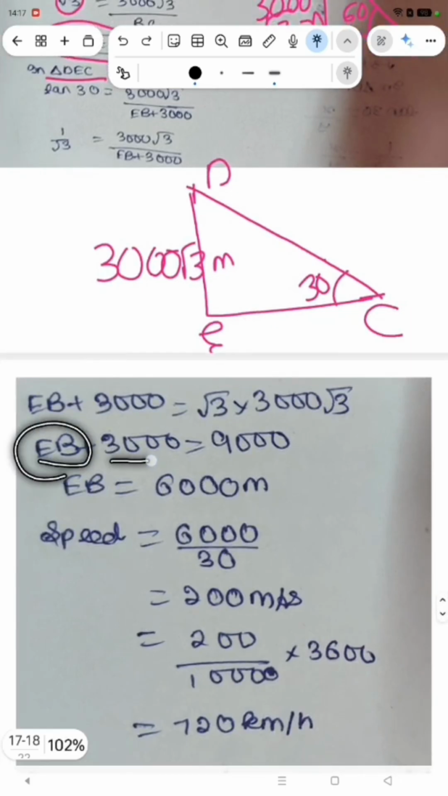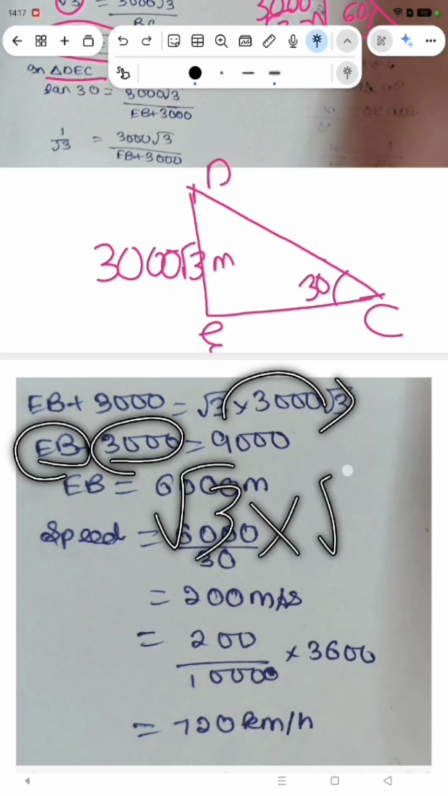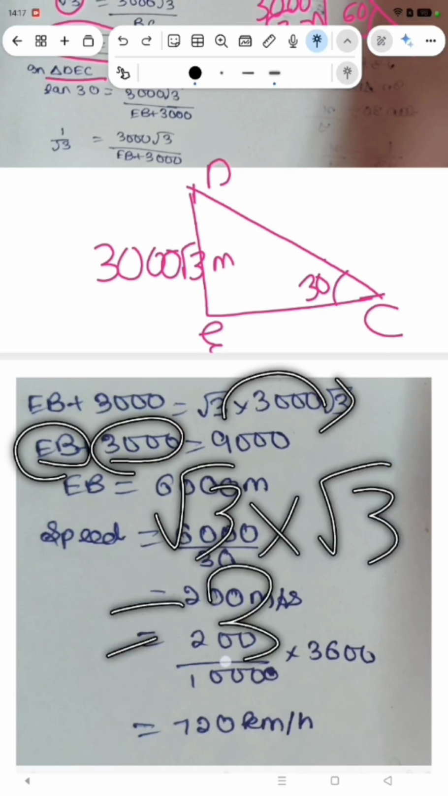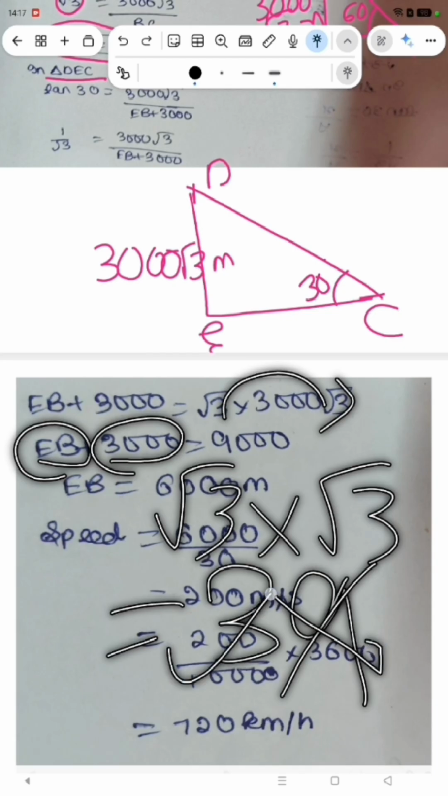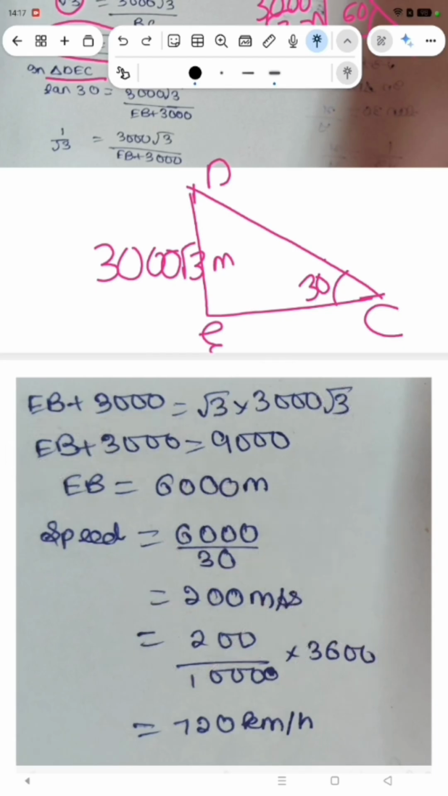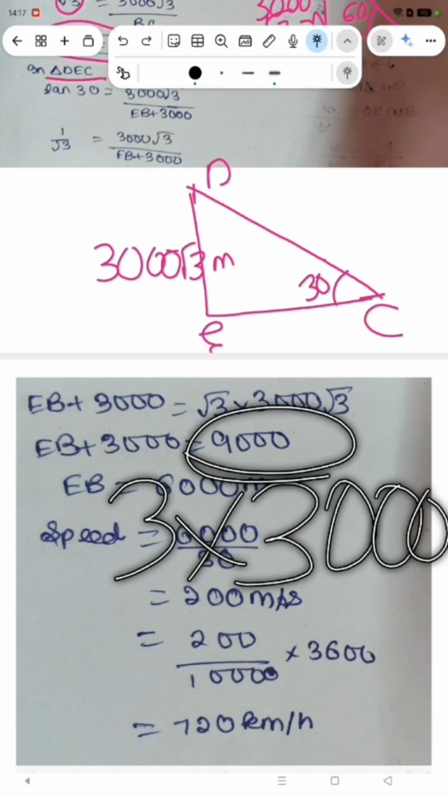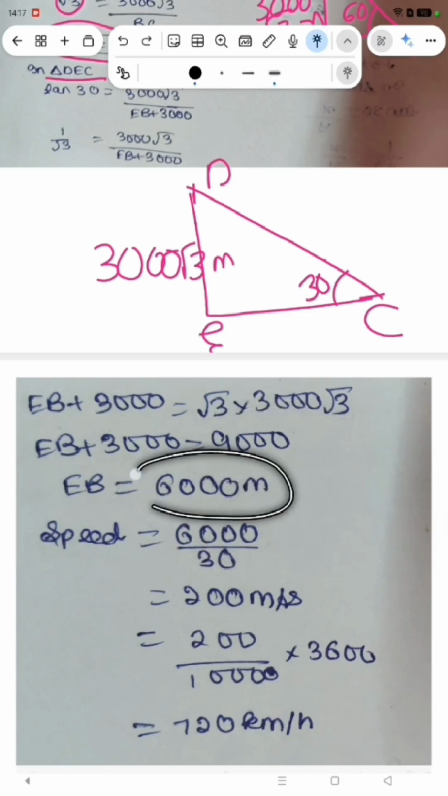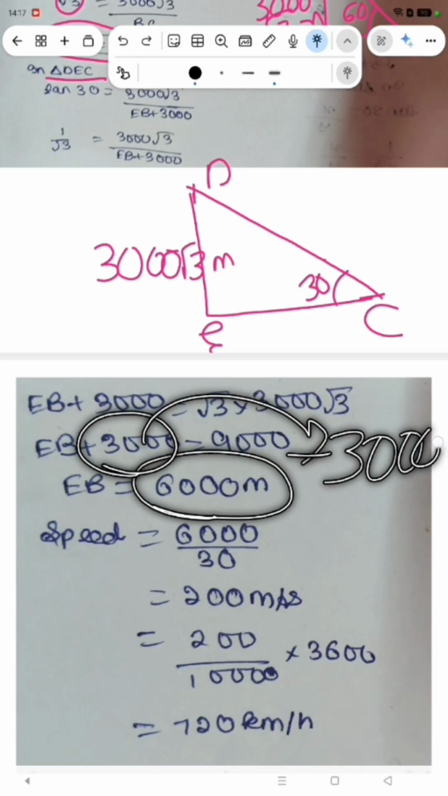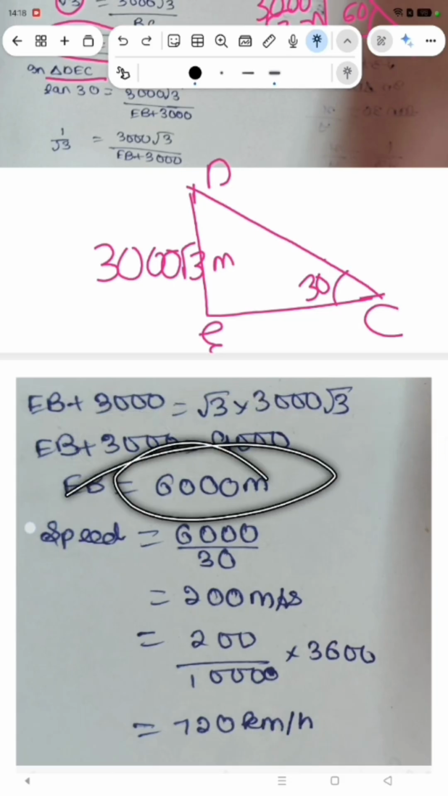Now we do this multiplication. Root 3 into root 3 is 3, not 9. Many students make the mistake of writing 9, but no. Then 3 into 3000 is 9000. So EB plus 3000 is equal to 9000, so EB is equal to 9000 minus 3000, which is 6000.